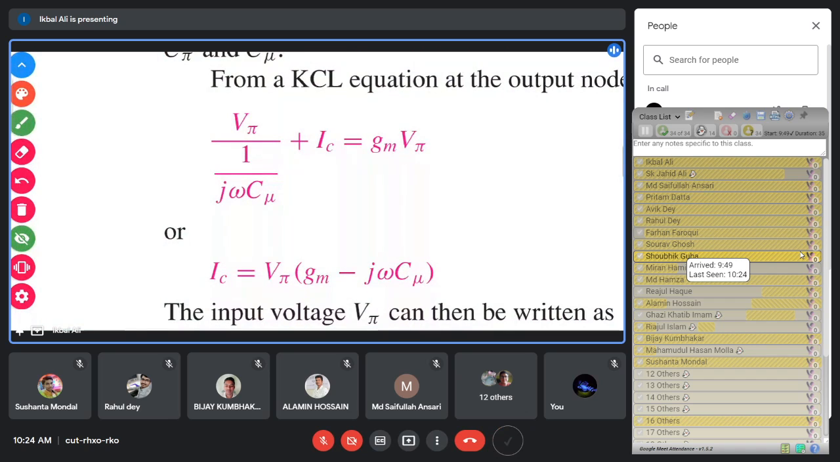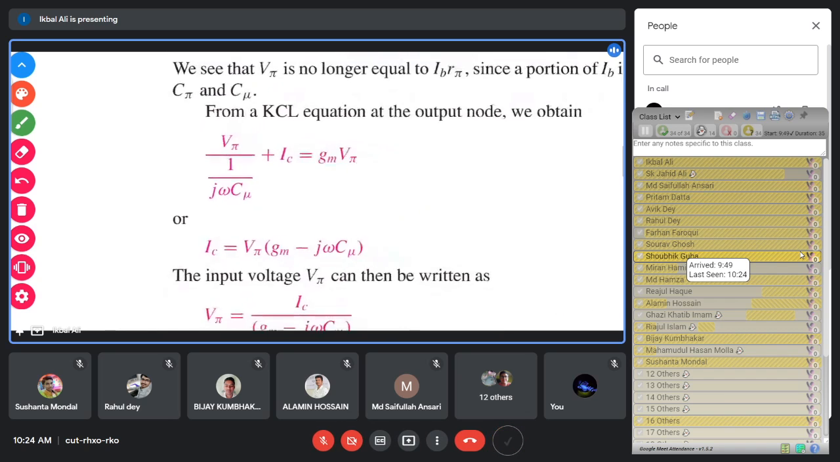So, okay, I hope that you have understood this KCL equation. At the output side, we have applied this KCL equation. At the input side, we have applied another KCL equation. After some algebra, we can get our ratio, that is, the output current by the input current.